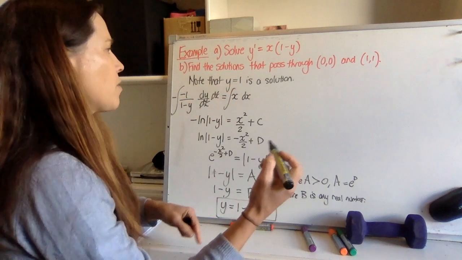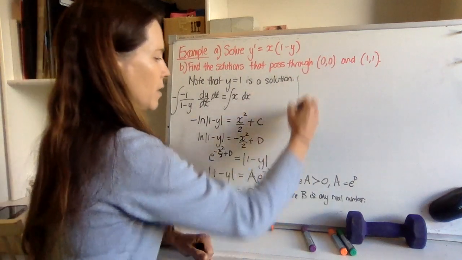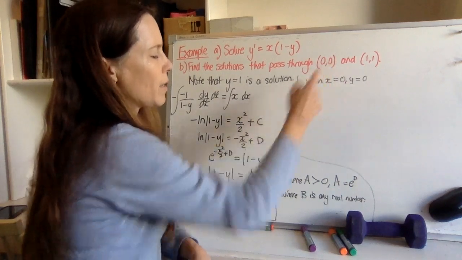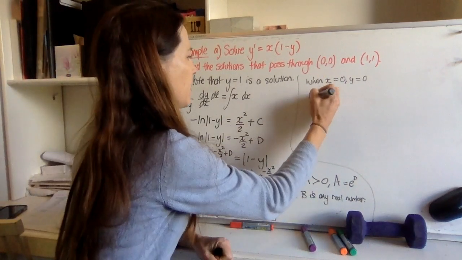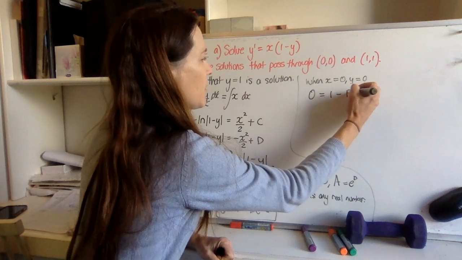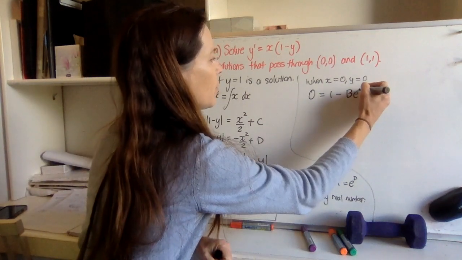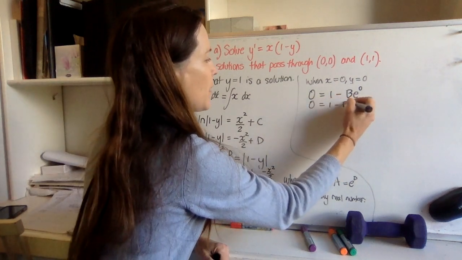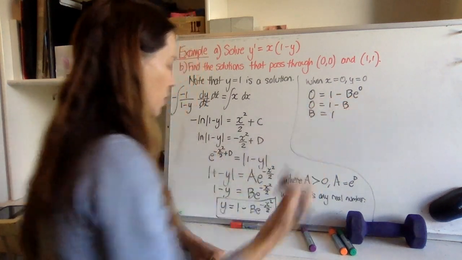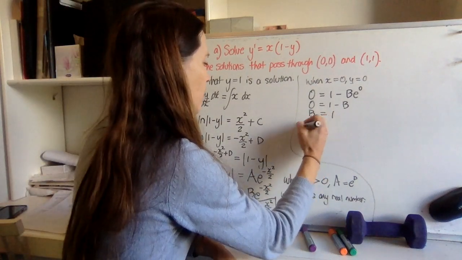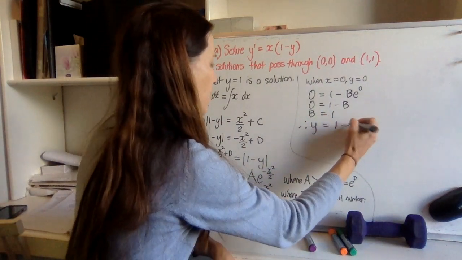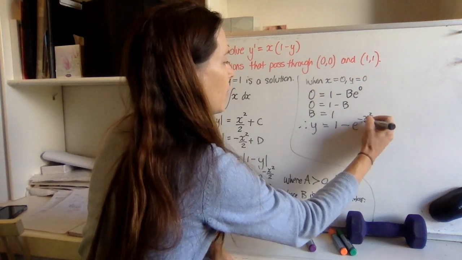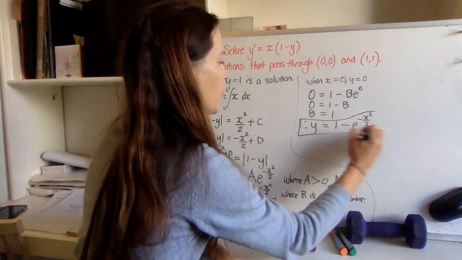So now let's continue over this side. Let's find our specific solutions that we've been asked for. The first one, when x equals 0, y equals 0, and subbing that in, we can say that 0 is equal to 1 minus b e to the 0. Well, e to the 0 is just 1, so 0 is equal to 1 minus b, and b must be 1. So then our specific solution is y is equal to 1 minus, and subbing a 1 in there, we just get e to the minus x squared on 2. That's our first specific solution.